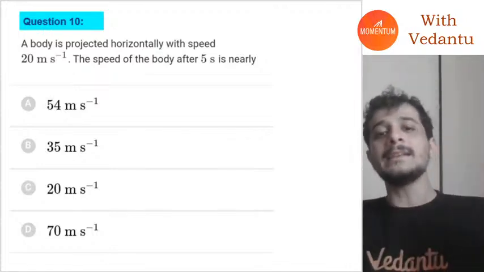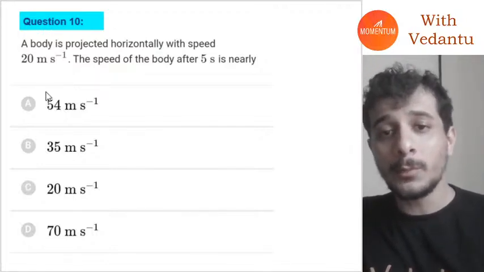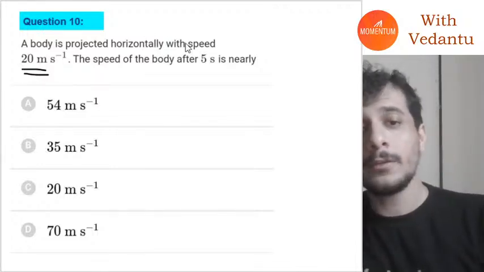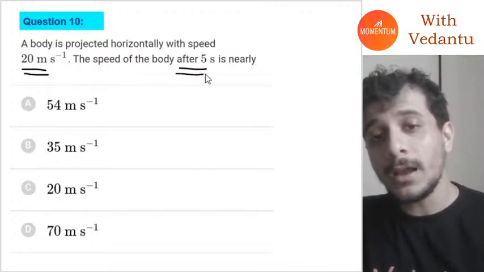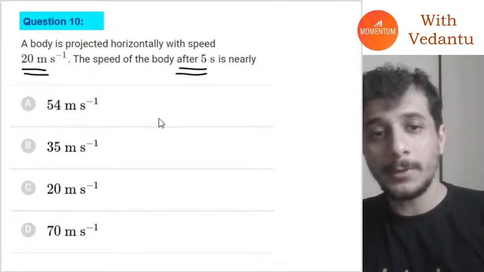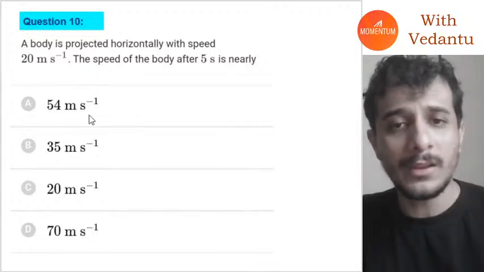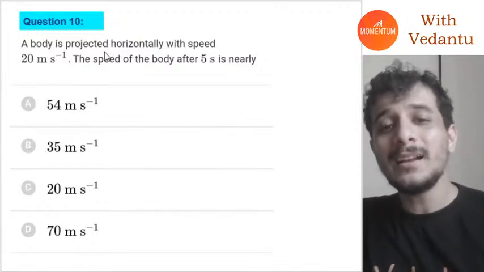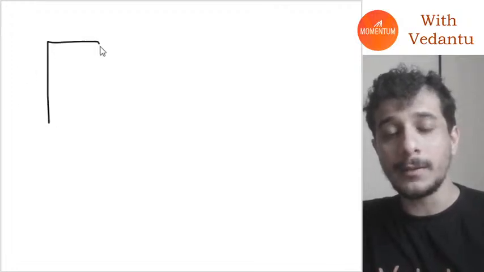Next, a body is projected horizontally with a speed of 20 meters per second. You have to find the speed of the body after 5 seconds. Now, guys, this question is a little bit confusing. They haven't said where it is or how it is projected, but I'm guessing that because it is written projection, they are talking about projectile motion, so they are projecting it from the top of a building.